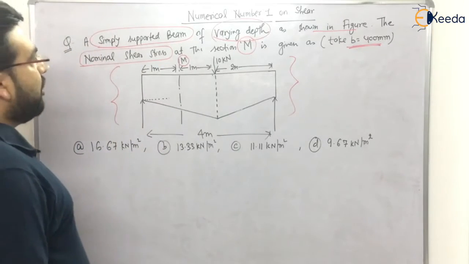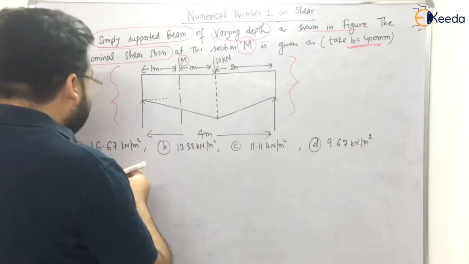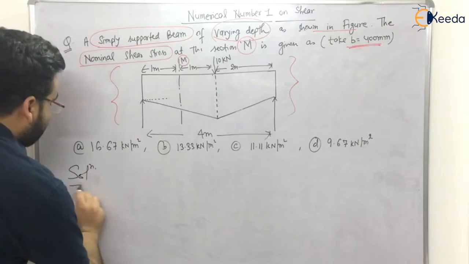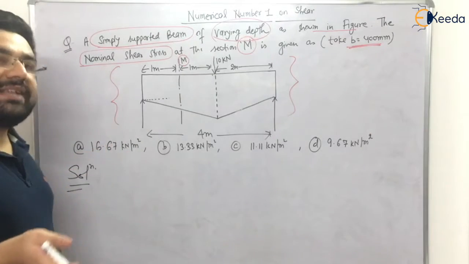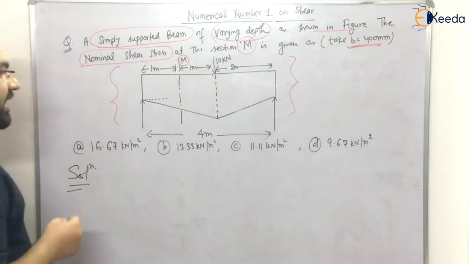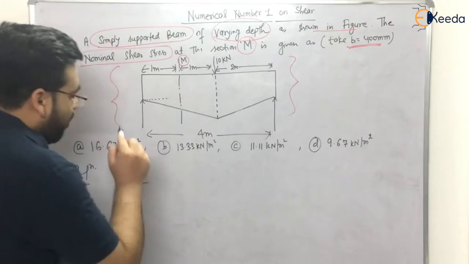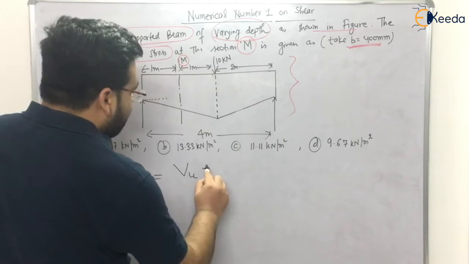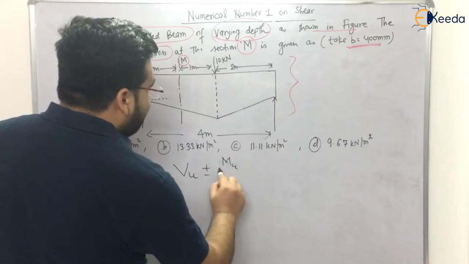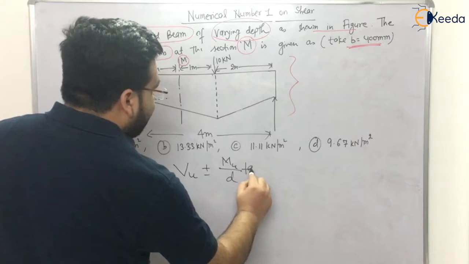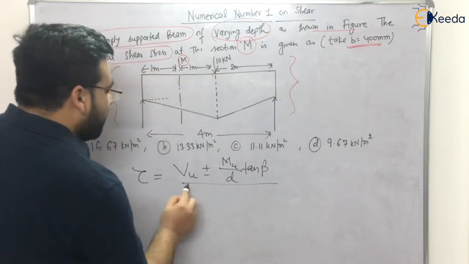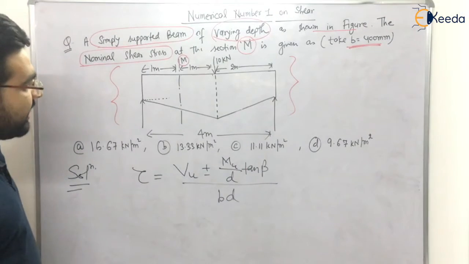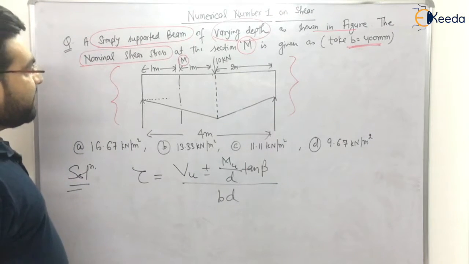Now let us see how to solve this problem. First of all, let us write down the formula. Solution. If it is a varying section, the IS code has given us a formula that the nominal shear stress is given by Vu plus minus Mu upon D into tan beta, divided by B into D. Simple.